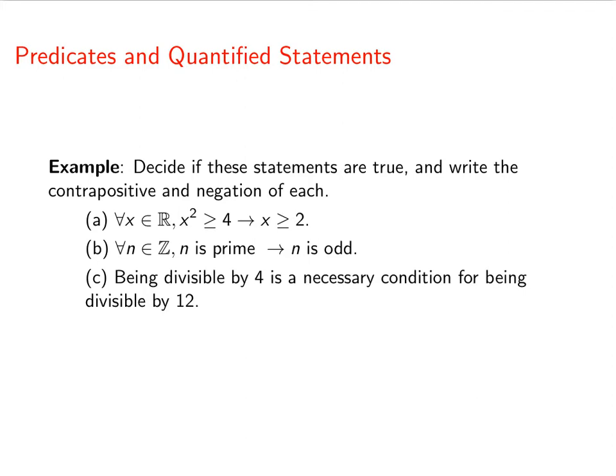The second one is, for all n in the integers, n is prime implies n is odd. And finally, being divisible by 4 is a necessary condition for being divisible by 12.